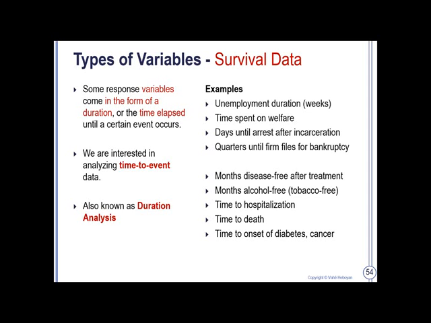What determines how long people have been tobacco-free or alcohol-free, right? How long will it take for someone to be hospitalized with a certain condition? Time to death, for example. Let's say someone goes through chemotherapy. What's the survival until someone actually dies? Is it 1 month? Is it 1 year? 10 years? Or what determines how long it takes from birth for someone to be diagnosed with cancer or diabetes or another chronic disease?